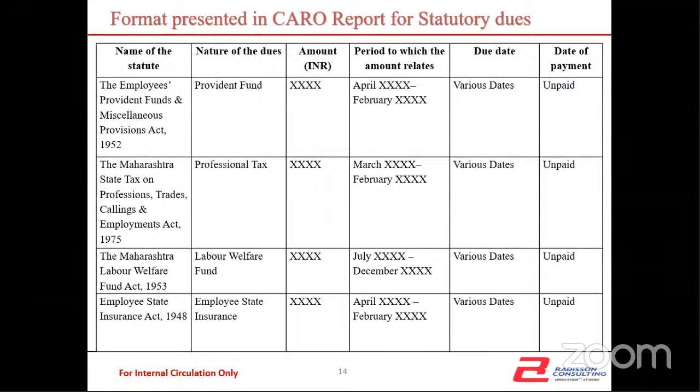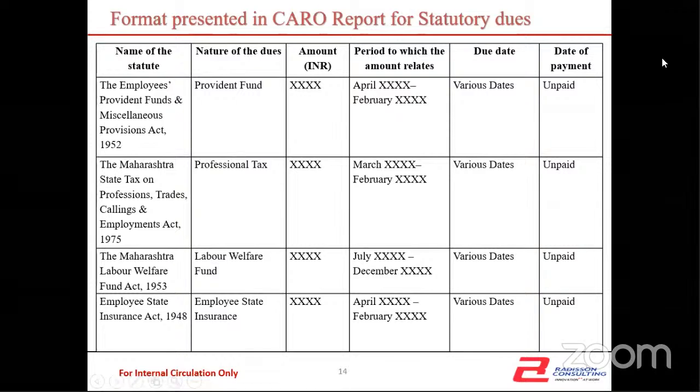For example, in case there was a delay observed by an auditor with respect to PF, the name of the statute would be the name of the act, that is the Employees' Provident Fund and Miscellaneous Provisions Act 1952. The nature of the due would be Provident Fund. The amount needs to be mentioned. The period needs to be mentioned along with the necessary due dates and the date of payment. In case it is paid, it needs to be mentioned. In case it is unpaid, it would be marked unpaid.